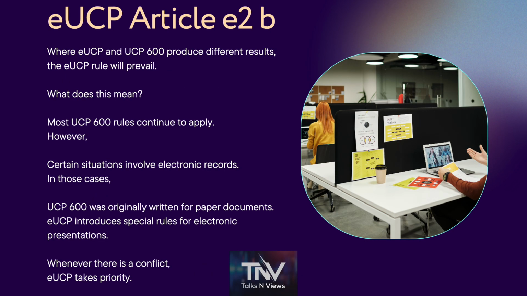Article E2B. Where eUCP and UCP 600 produce different results, the eUCP rule will prevail. What does this mean? Most UCP 600 rules continue to apply. However, certain situations involve electronic records. In those cases, UCP 600 was originally written for paper documents. eUCP introduces special rules for electronic presentations. Whenever there is a conflict, eUCP takes priority.